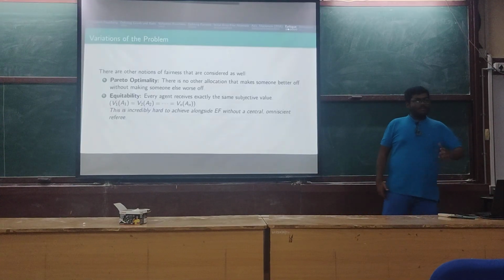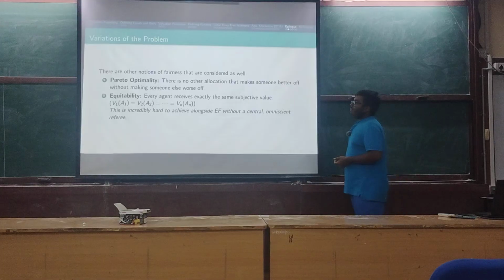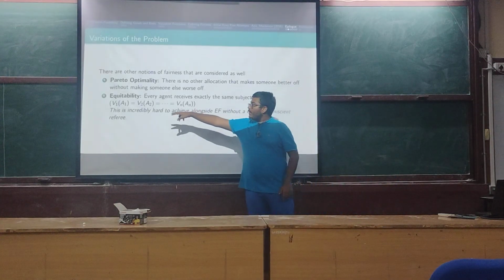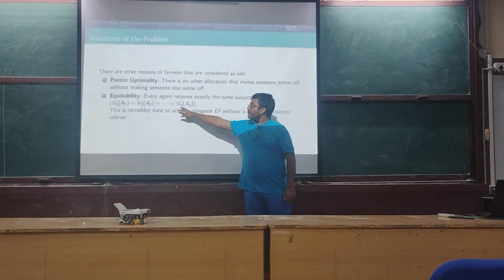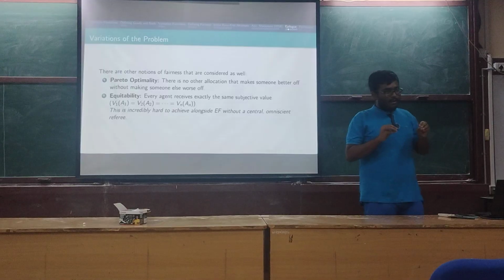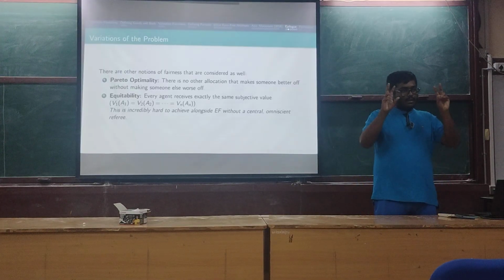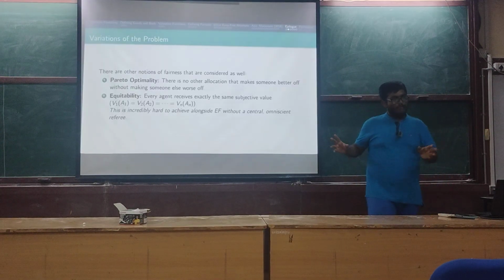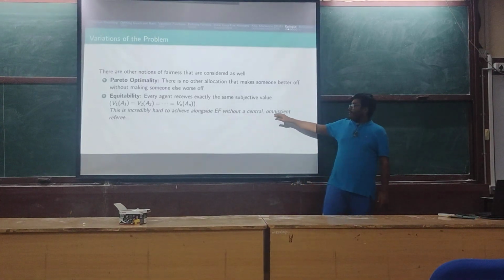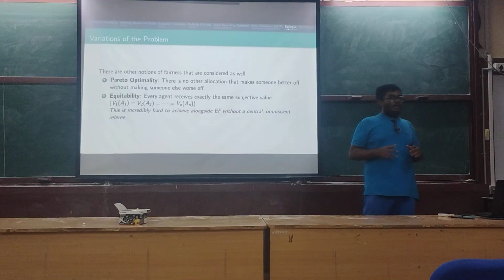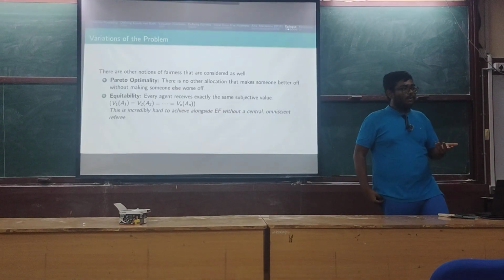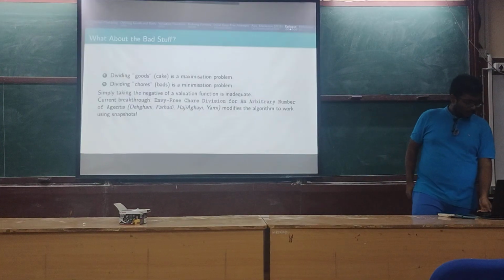In the arbitrary case, it is not even shown to be achievable. It says that every agent receives exactly the same subjective value. So V1(A1), V2(A2), and so on, Vn(An), all of them are the same. Everybody thinks their piece, whatever the valuation is, has the same subjective valuation. Hard to achieve, as I said, alongside EF, meaning envy-freeness, without a central omniscient referee, because not everybody will share what they think or how they evaluate everything.